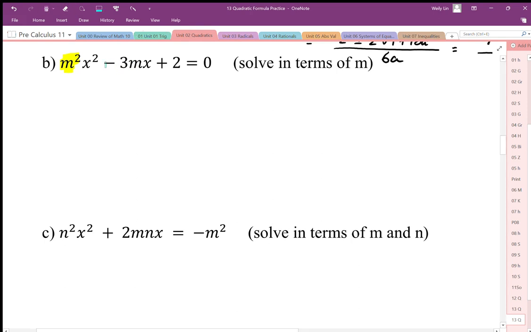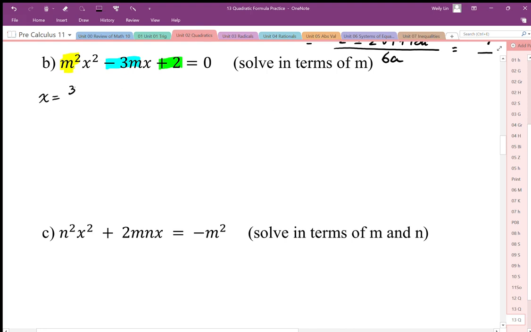Okay, I'll do that in a different color. That represents the coefficient on x. And then there's a constant term, which is going to be plus 2. So I can plug this into my quadratic formula. I'm going to end up with negative b, so the negative of negative 3m.